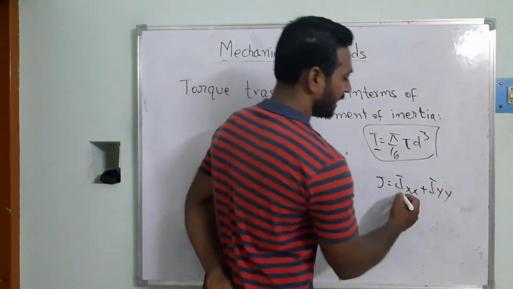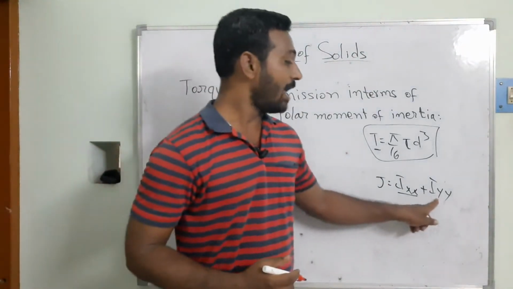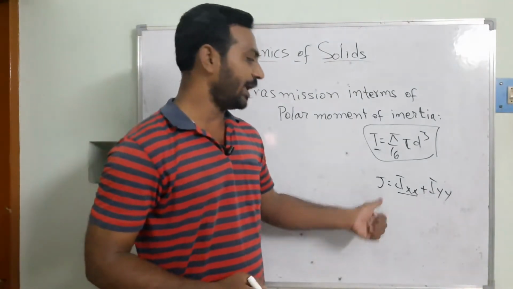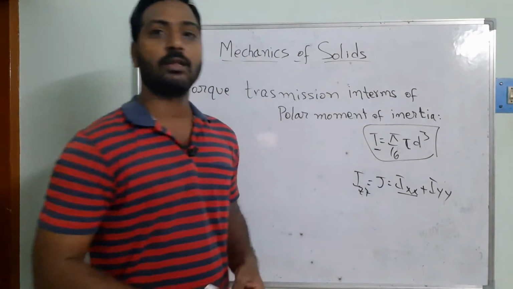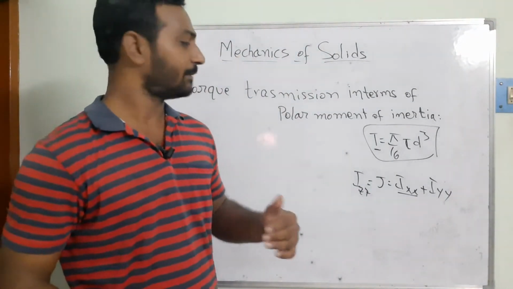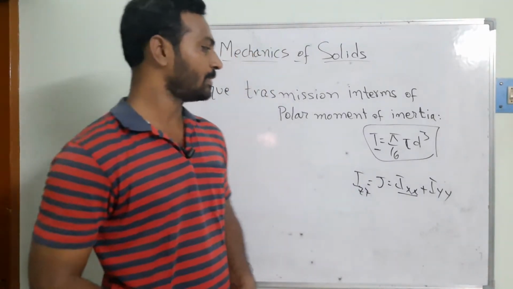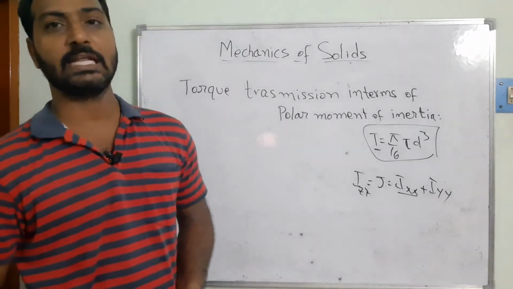In this case, Ixx is the moment of inertia with respect to the x-axis, and Iyy is the moment of inertia with respect to the y-axis, and J, or I can say Iz, is the polar moment of inertia with respect to the z-axis. This axis is perpendicular to the remaining two. So how do we find the torque transmission in terms of the polar moment?